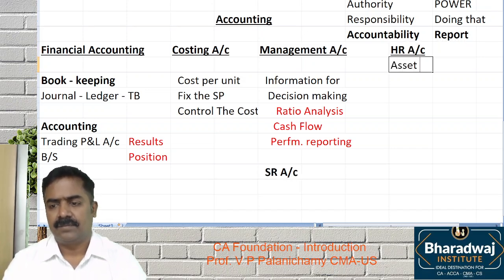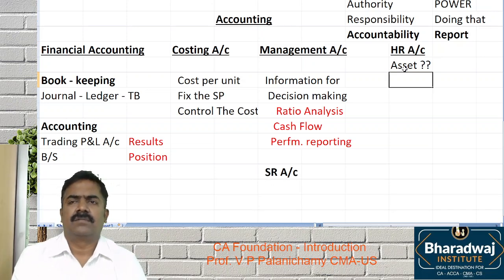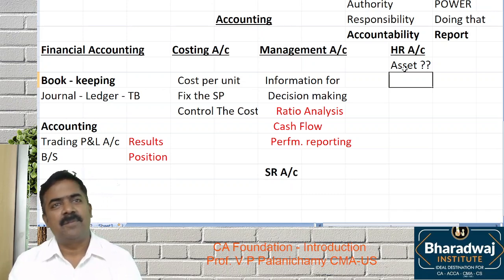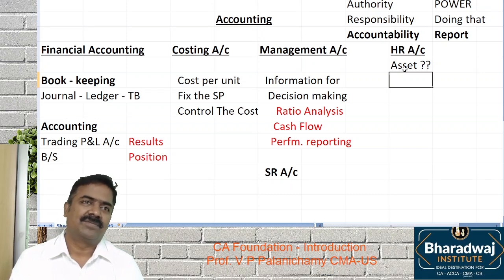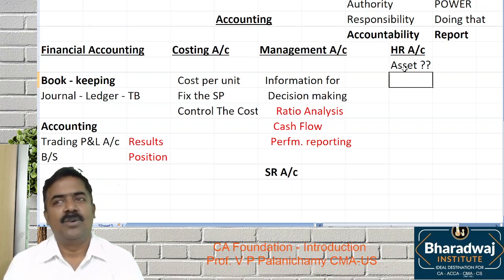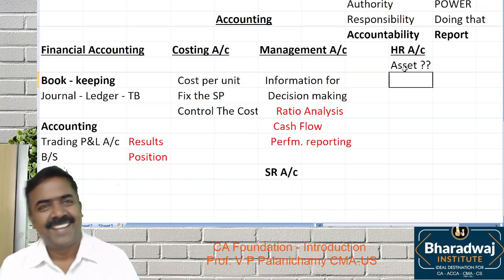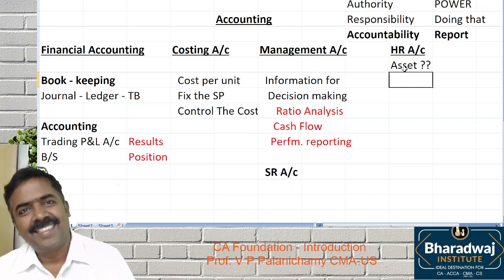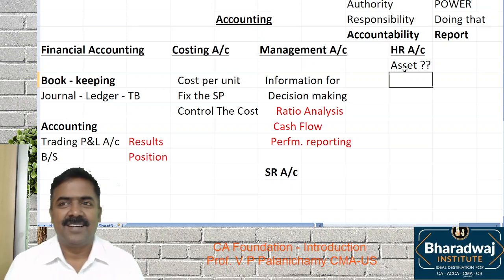What is an asset? Land, building, property, current asset, fixed asset, okay. That we call asset. Now I am asking a question. Are you an asset or a liability to your parents? Some parents will say asset, some parents will say liability.